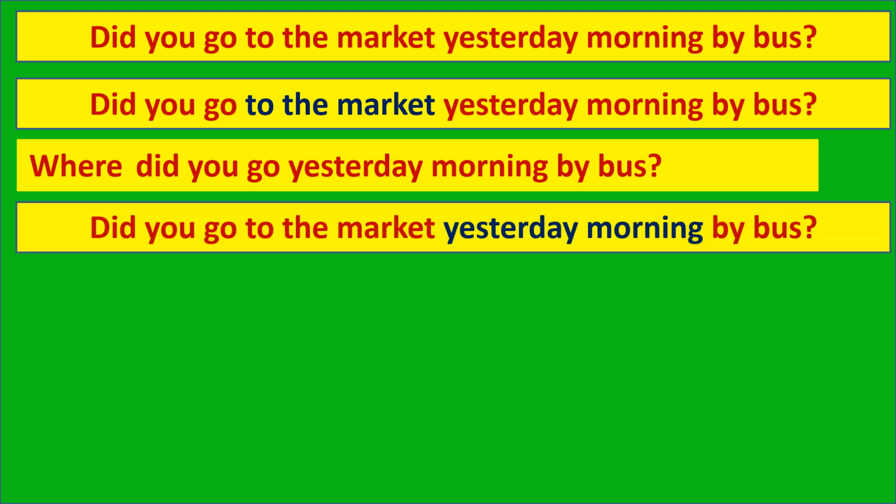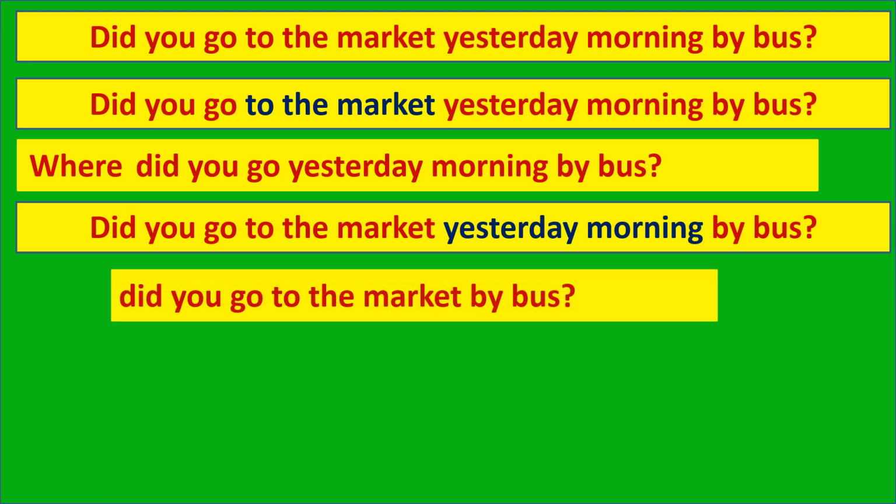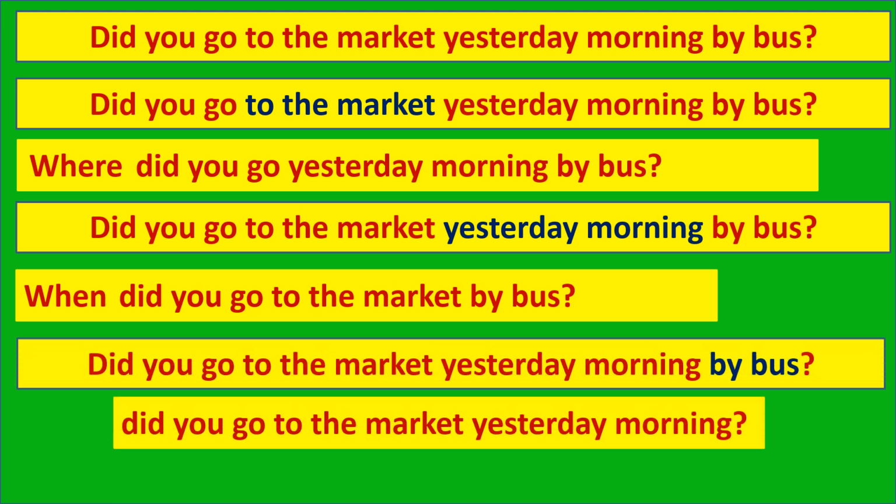Now I have put yesterday morning in a different color. What WH question does that answer? When. So you take that answer, put the other words in the same order, and put the WH question that answers yesterday morning in front. And when did you go to the market by bus? Yesterday. Now here I have put by bus, and then taken that, and I have written all the other words in that question in the same order. Now I'm going to put how in front. How did you go to the market yesterday morning?